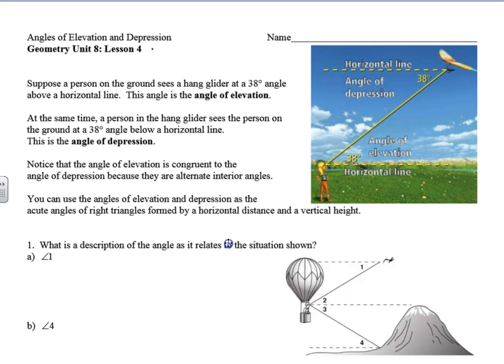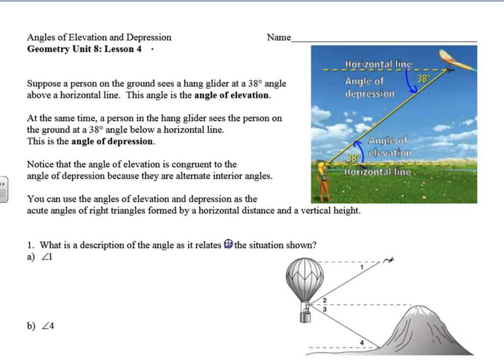So if we've got a picture over here, it says, suppose a person on the ground sees a hang glider at 38 degrees above the horizontal line. This is the angle of elevation. See this person in the picture here, they're looking up, and that's what we call the angle of elevation. At the same time, a person in the hang glider sees the person on the ground at a 38 degree angle below the horizontal line. So if they were looking straight out, that would be the horizontal line. This is the angle of depression.